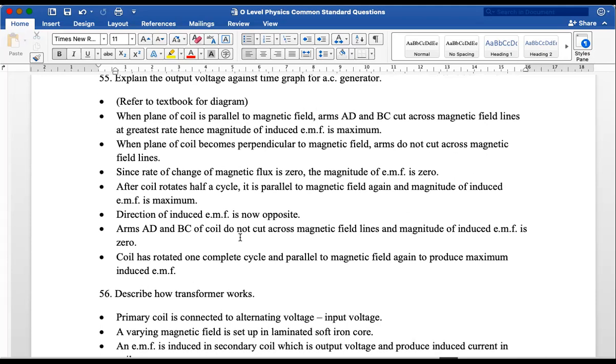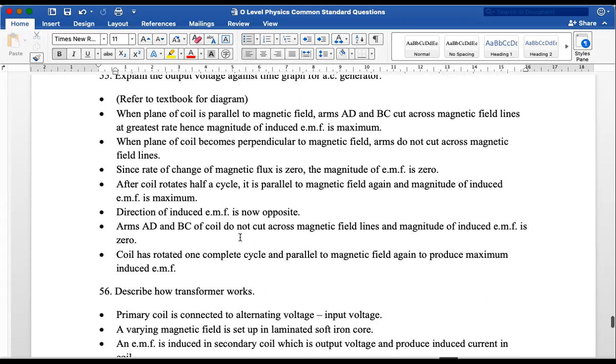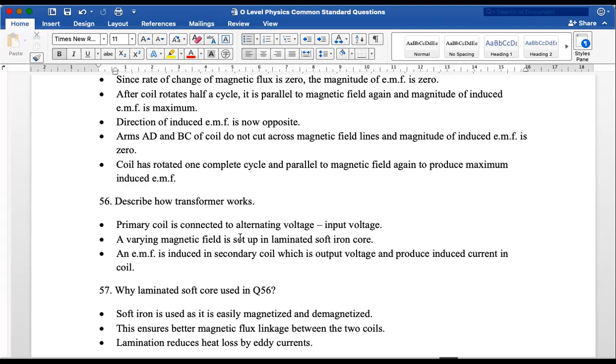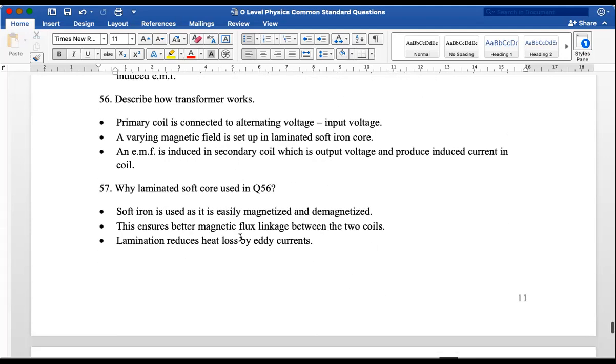After the coil rotates half a cycle, it's parallel to the magnetic field again, and the magnitude of induced EMF is maximum. The direction of induced EMF is now opposite. Arms AB and CD of the coil do not cut across magnetic field lines, and the magnitude of induced EMF is zero. The coil has rotated one complete cycle and is parallel to the magnetic field again to produce maximum induced EMF.